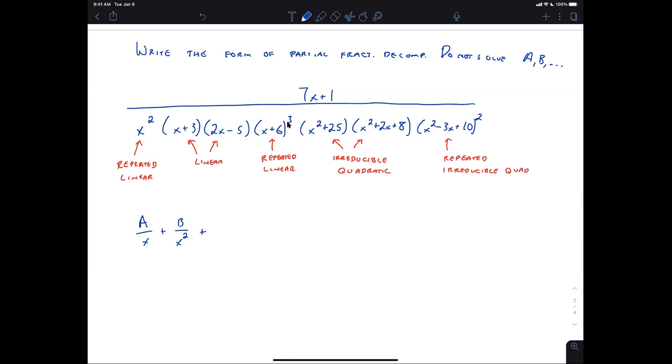Now, when it's a linear that's distinct, like these, meaning that x plus 3 is only there once and 2x minus 5 is only there once, then you do c over x plus 3. Charlotte, that's a really good question, and give me a second, I'm going to explain why at the end. Good thing to know it's not, but let me talk about it right at the end. And then repeated linear, you get e over x plus 6, f over x plus 6 squared, and then g over x plus 6 to the third. Does that make sense to everybody?